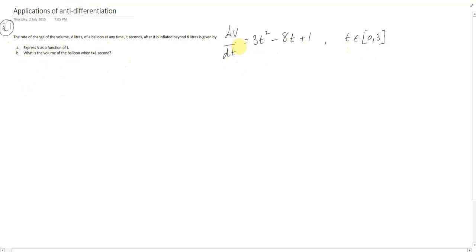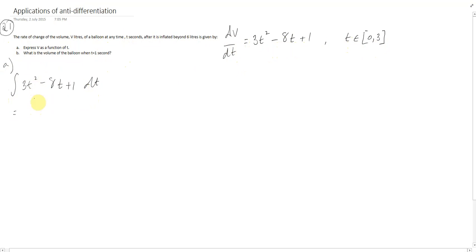In order to get from a derivative back to the original function, we have to anti-differentiate. So we're going to anti-differentiate the function 3t squared minus 8t plus 1. By the way, I should write A because we're doing part A. And it's in terms of t, so we need a dt there to tell us we're doing the antiderivative with respect to t.